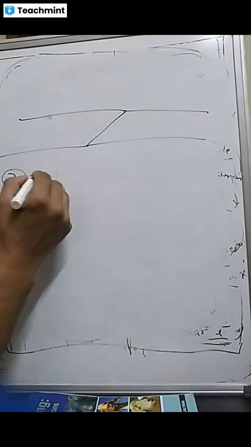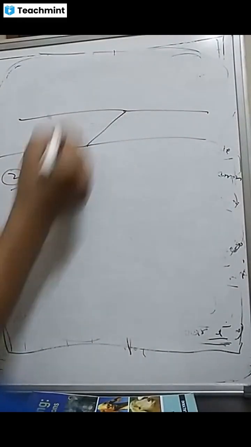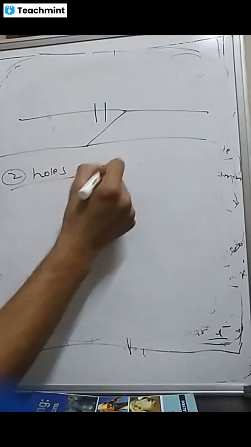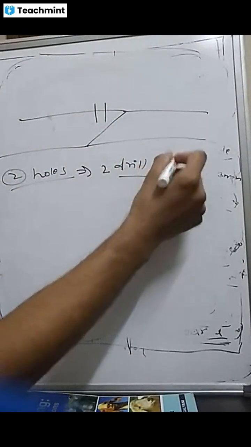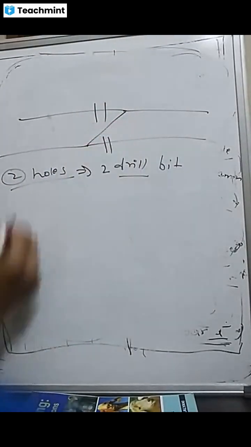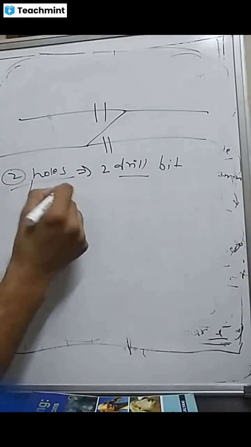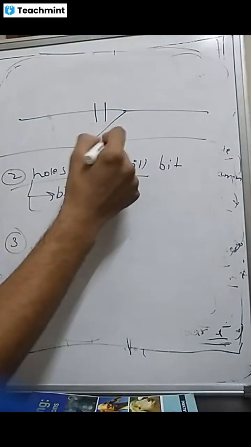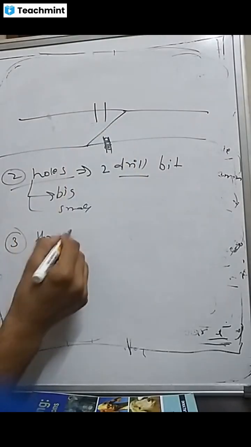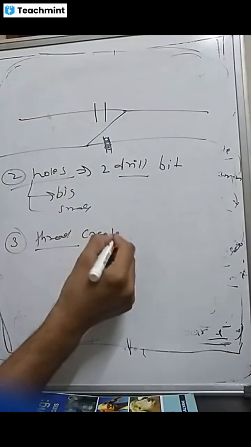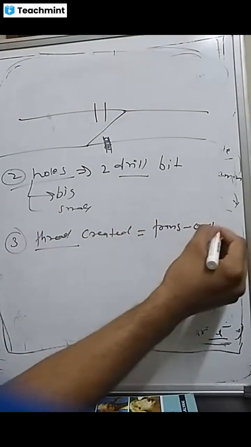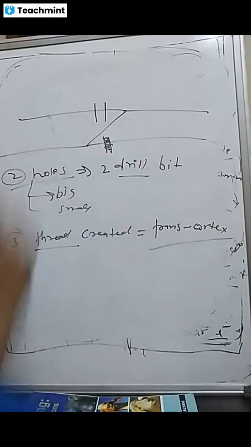So what we used, with the help of the drill bit, we created these two holes. One hole small; the threads are created only in the far cortex, only in the trans cortex.